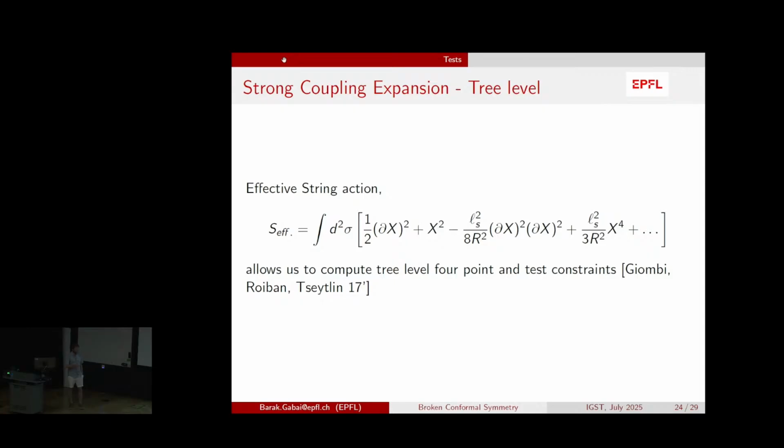At strong coupling, it's a bit harder to use these constraints to predict something. First of all, we have an effective string action at strong coupling or large AdS radius. We can use the effective string description. This allows us to compute a tree-level four-point function. Basically, it's exactly the same as in N=4 to this order, because the scalars do not mix at this order, so they are decoupled. So it's really the same result at tree level, and we might hope to be able to get one loop.